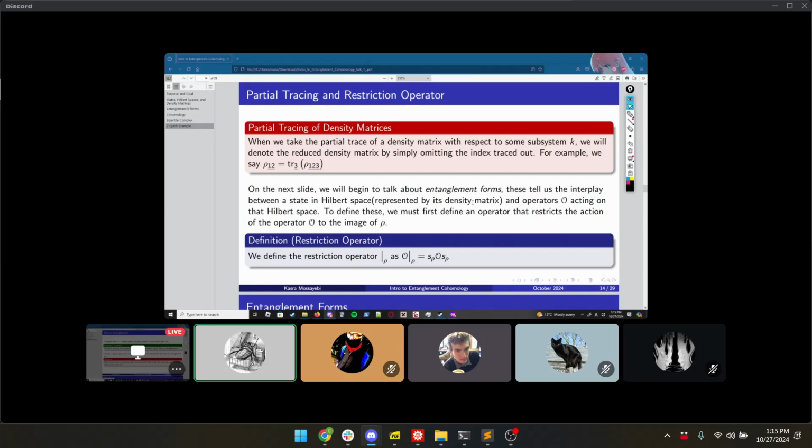We're going to start talking about entanglement, because those are the whole crux of what we're doing. But these will tell us what's going on between a state in Hilbert space and some operators acting on that Hilbert space. And the state in Hilbert space is just represented by its density matrix. To do that, we first have to have some operator that restricts its action entirely to the image of P, rho. So we're going to restrict what's going into the operator and restrict it out using support projection operators. And we call this the restriction operator, of course with respect to whatever density matrix we're working with.